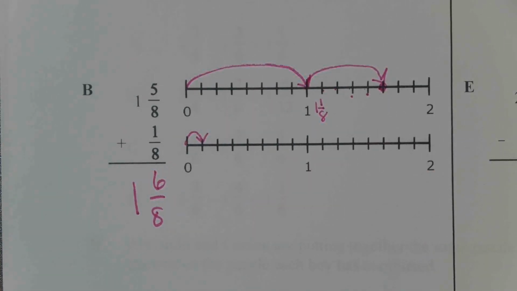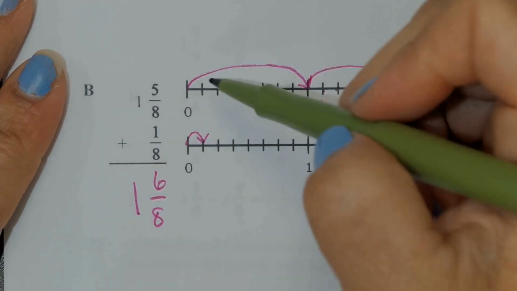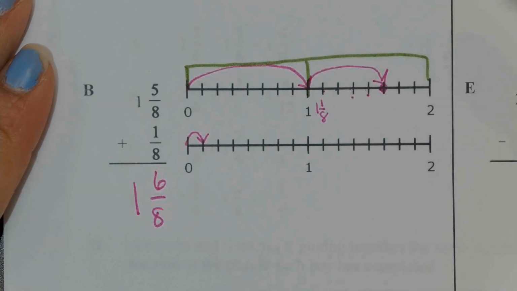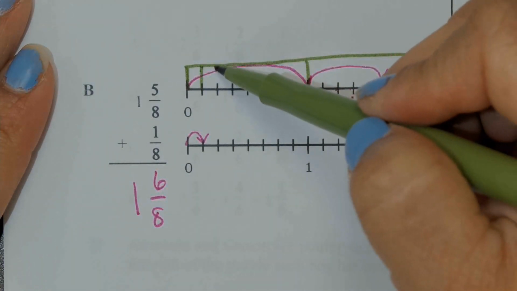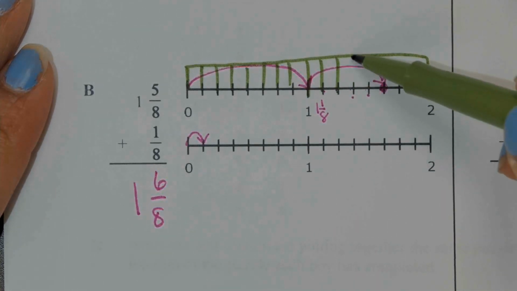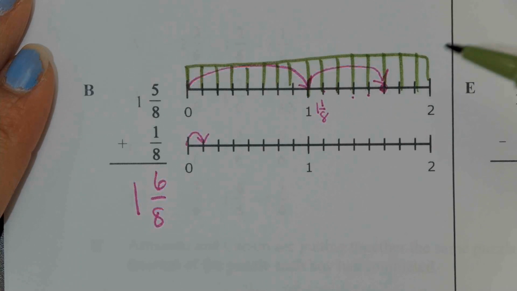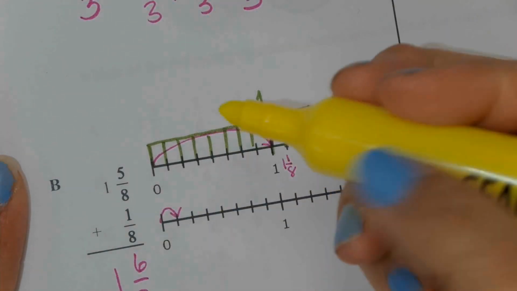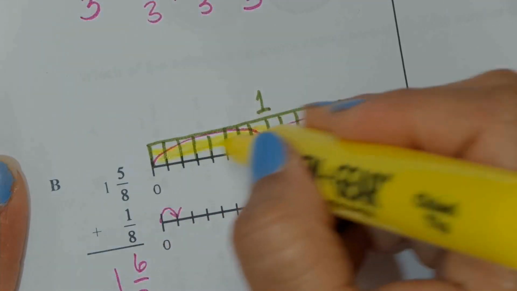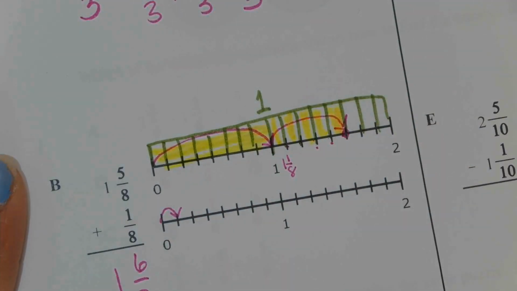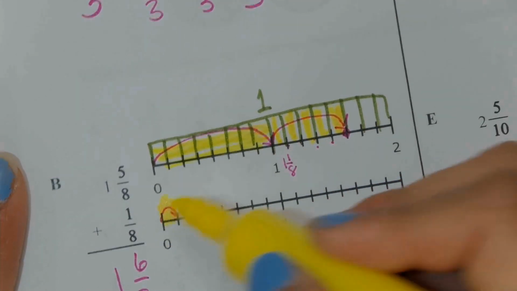We could also draw our number line. Above our number line, draw a fraction bar and then break it up using the tick marks on the number line. And here's 1 whole. So you would shade in 1 whole. And then 5/8. 1, 2, 3, 4, and 5/8. 1 and 5/8 plus 1/8.